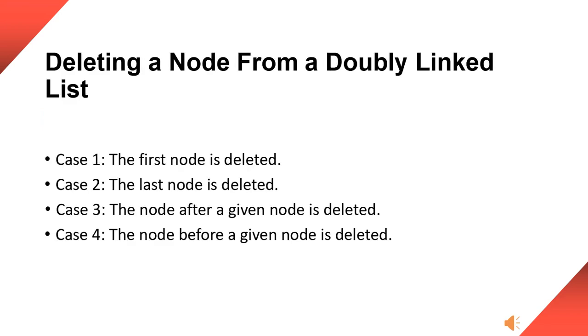So next we discuss the deletion of a node from a doubly linked list. In a doubly linked list, we can delete a node in four ways. Case 1 is the first node is deleted. Case 2 is the last node is deleted. Then the node after a given node is deleted, and then a node before a given node is deleted. So let's discuss it in detail.